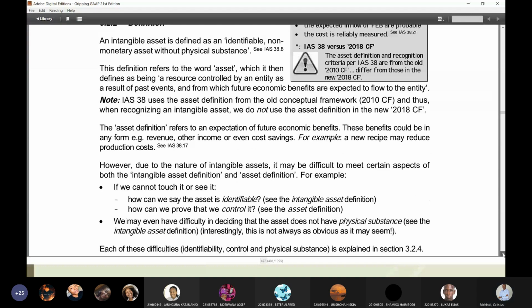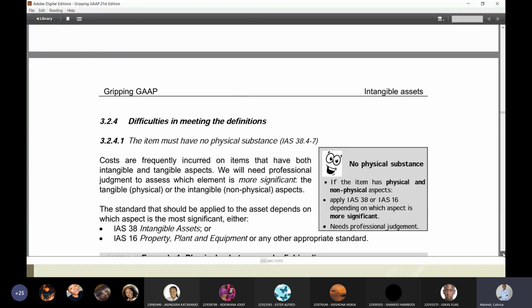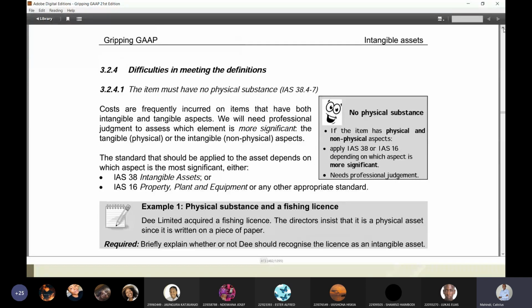Okay, this is the first example we are dealing with. Physical substance and a fishing license. We want to determine whether this is an intangible asset or whether it falls under PPE. So the main thing that we said is that look at the aspect that has more significance.